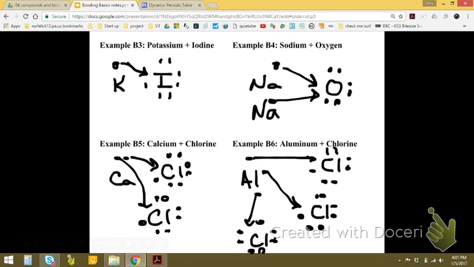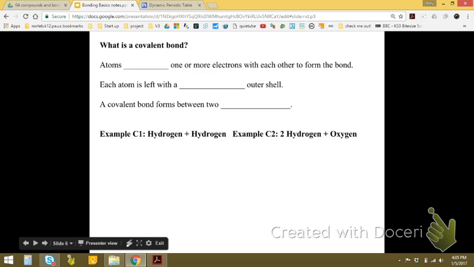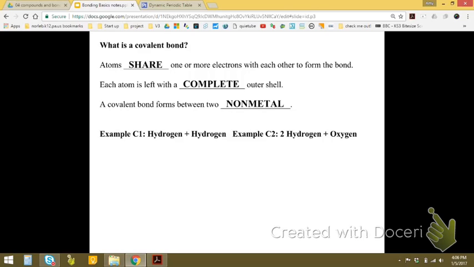Now we can take a look at covalent bonding. In covalent bonds, atoms share 1 or more electrons with each other to form the bond. Each atom is then left with a complete outer shell, which is what they want. And remember that covalent bonds form between 2 nonmetals, and they're not making compounds, they're making molecules. So these molecules don't stick to more molecules of the same for the most part, unless it's a polar covalent bond. They just kind of all exist in the same area.